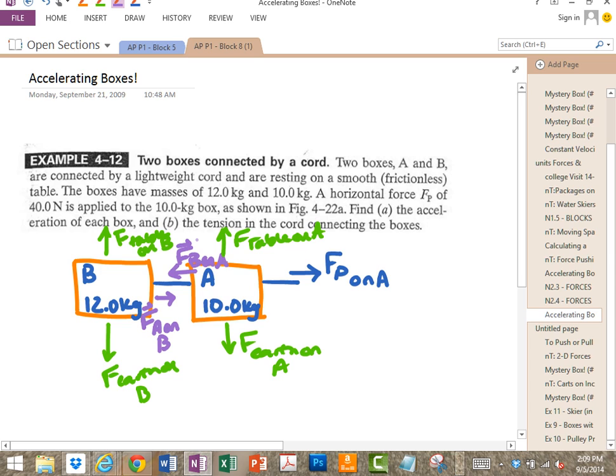How does the force of B on A compare to the force of A on B? It's greater.